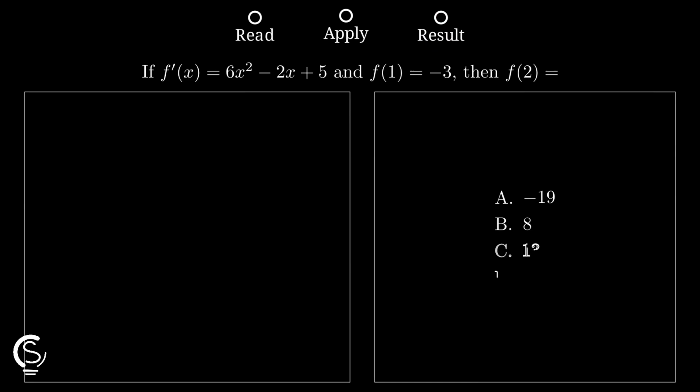First, we integrate the derivative function to find the general form of our original function. The integral of 6x squared minus 2x plus 5 gives us 2x cubed. Next, we subtract x squared and add 5x plus our constant c. Since f of 1 equals negative 3, we plug in 1 to solve for c, which equals negative 9.